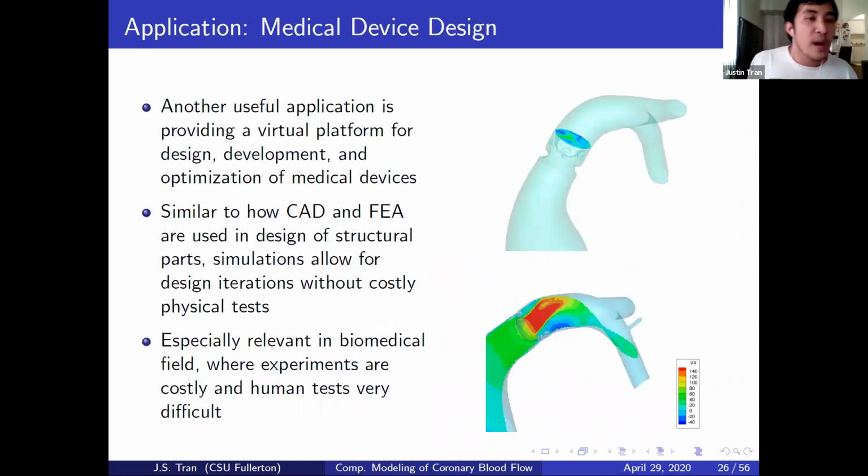Another application could be medical device design. Just like we use FEA to design our cars and engine parts, we can use the same kind of technology to design medical devices. This is very attractive to bioengineering companies like Edwards Lifesciences or Medtronic, because it gives them a way to iterate and try out different designs without having to run an expensive experiment. You can simulate these and figure out how a device is going to work before you put it into a human, and even before you design an experimental setup. This can save you a lot of time and a lot of money.